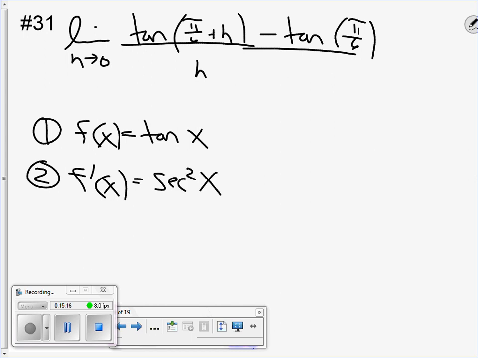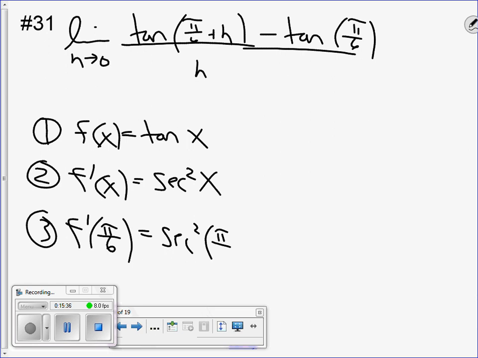Sometimes you're done, because if that was an x there, you'd be done. But if they put a number in, you got to put the number in. So we got to actually plug the number in to the derivative. So it would be the secant squared of pi over 6 radians. How many degrees is that? 30. So this is like saying 1 over the cosine of 30 degrees squared.